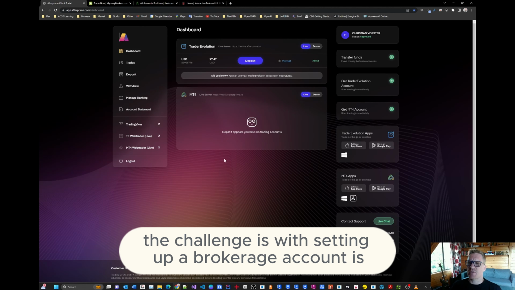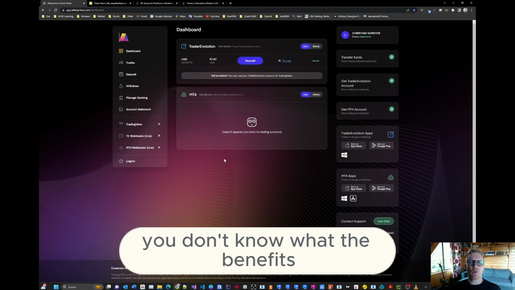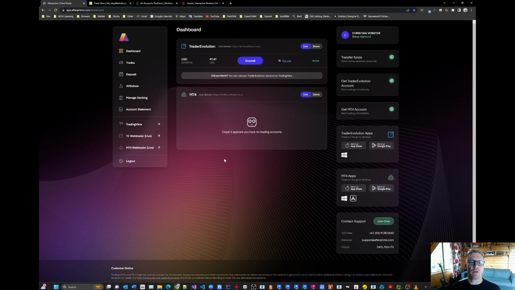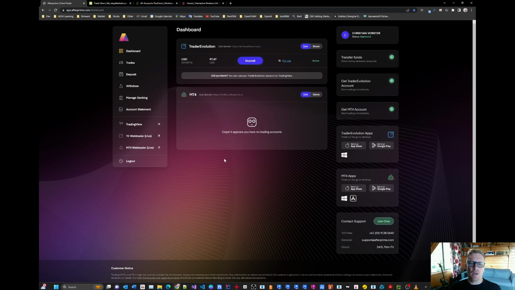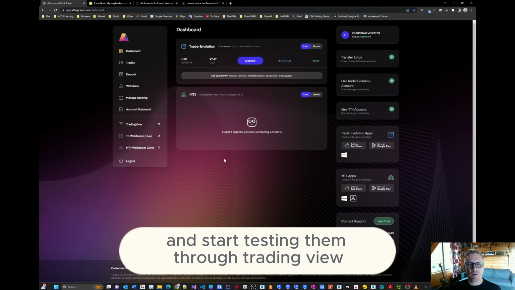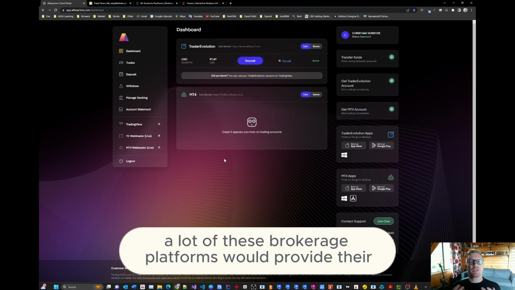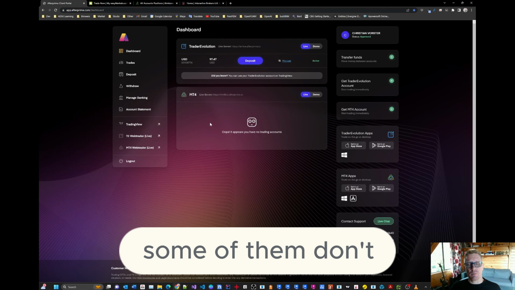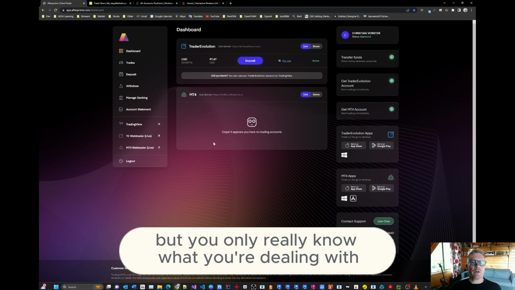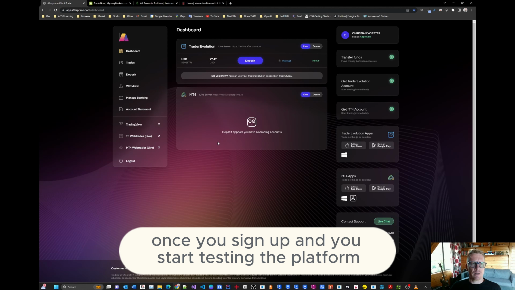The challenge with setting up a brokerage account is you don't know what the benefits and the negatives are going to be before you actually set up the account and start testing them through TradingView. A lot of these brokerage platforms provide their own technical analysis interfaces. Some of them don't. But you only really know what you're dealing with once you sign up and start testing the platform.